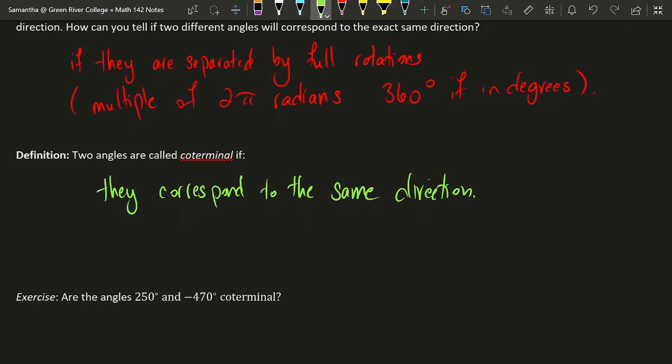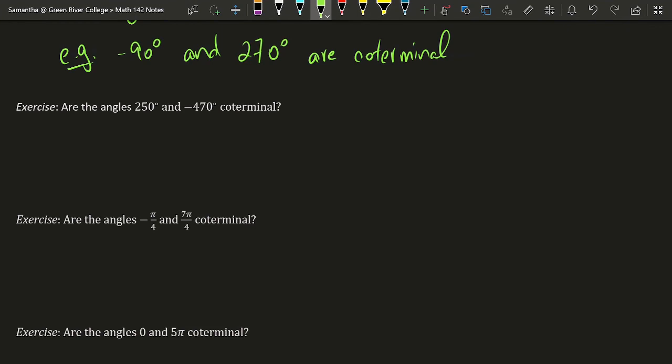Coterminal, from the root words co, meaning same, and terminal, meaning stopping location. So 2 angles are coterminal if, when you draw them, you end up stopping, pointing in the same direction. For example, let's take 250 degrees and negative 470 degrees. Are these 2 angles coterminal? If you drew them, would they point to exactly the same direction?